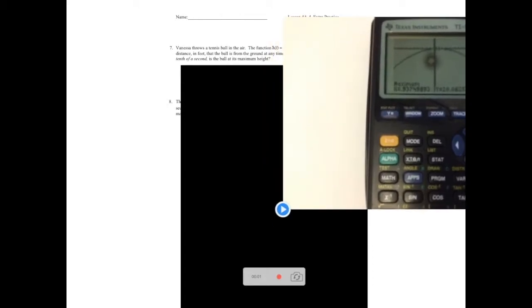So look at this. The maximum height to the nearest tenth, this is seconds, this is time, and this is feet. So we can say the maximum height is 20.1 feet.